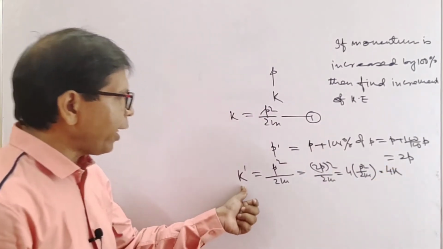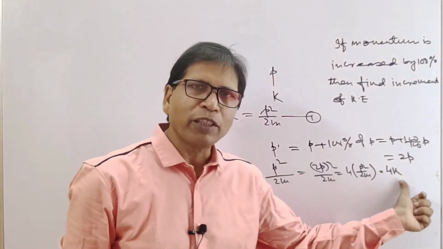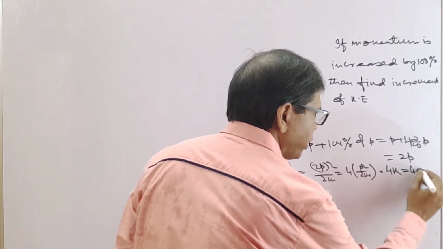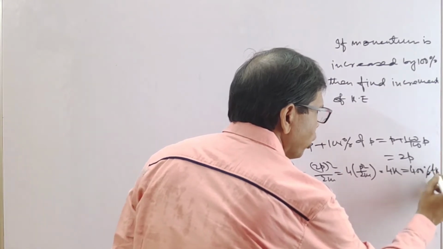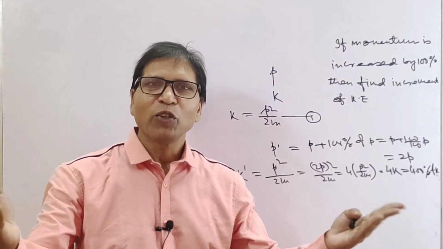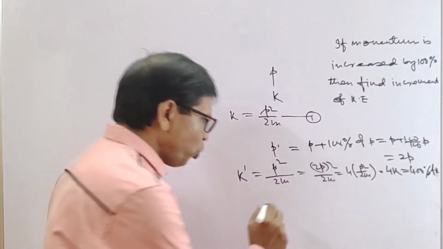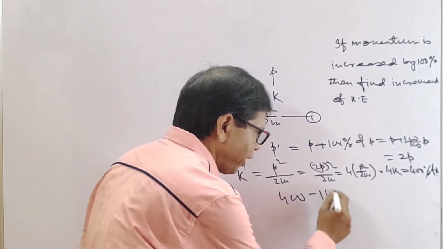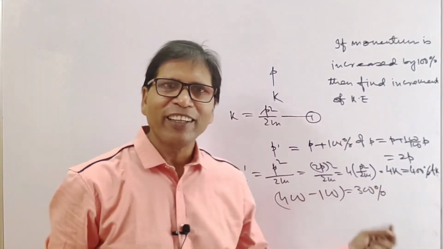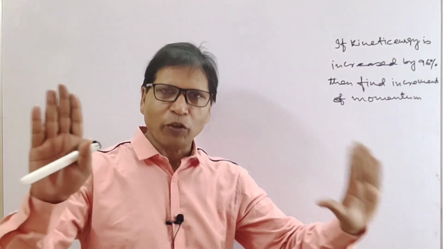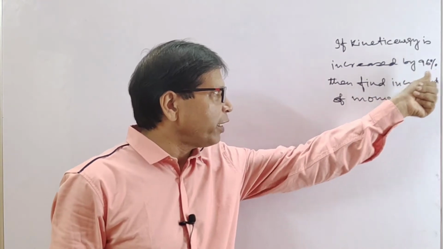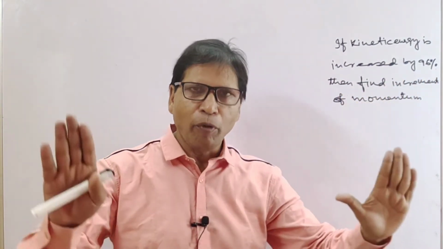So final kinetic energy becomes 4 times the initial kinetic energy, that is 400% of K. So kinetic energy increased by 400 − 100, that is 300%. Okay, understood? Next. Now next question, if kinetic energy increased by 96%, then find the increment of momentum.